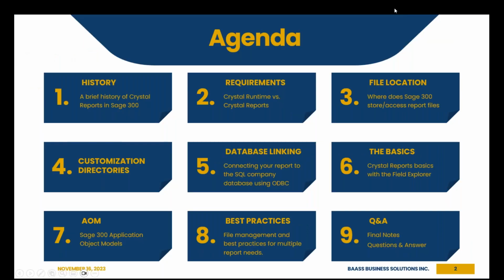So our agenda today is just going to cover some history, the requirements of what you need to modify your Crystal reports, where files are generally located within your Sage 300 installation, an overview of the customization directories in Sage 300, basic database linking from within Crystal reports, the basics of creating and modifying a report, the Sage 300 application object model, and a couple of best practices. And time permitting, hopefully we'll have time for some question and answer and some discussion.